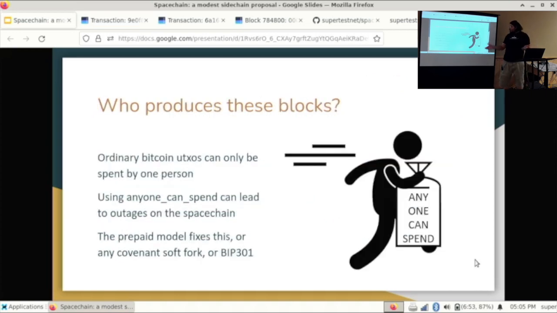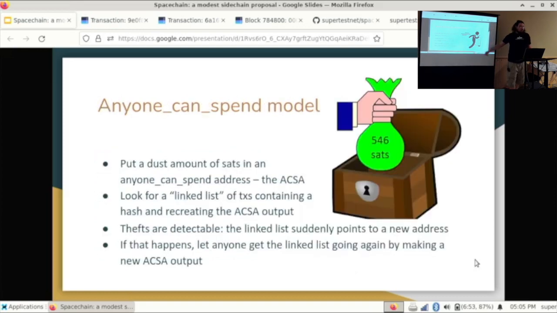Since this does potentially slow down the sidechain, we have some proposals to fix it. I didn't implement any of these because I don't really care if it's slightly slower than the regular Bitcoin blockchain. Bitcoin's slow enough as it is and no one seems to care. So I didn't even fix this, but Fiat Jeff's sidechain he released a few weeks ago does fix this with covenant software. Or you can use BIP300, which is his invention, to fix it. But before I do that, I want to give a little more detail on the anyone-can-spend model.